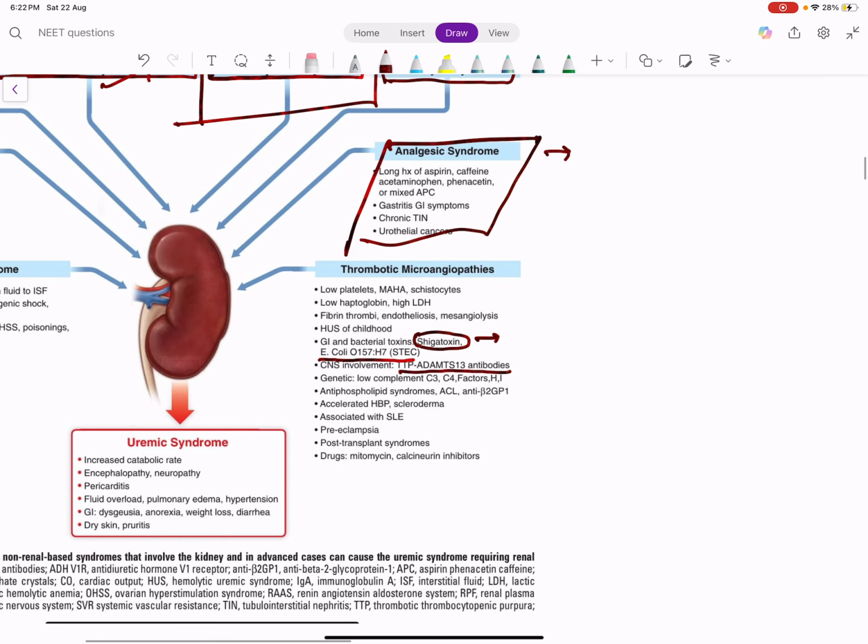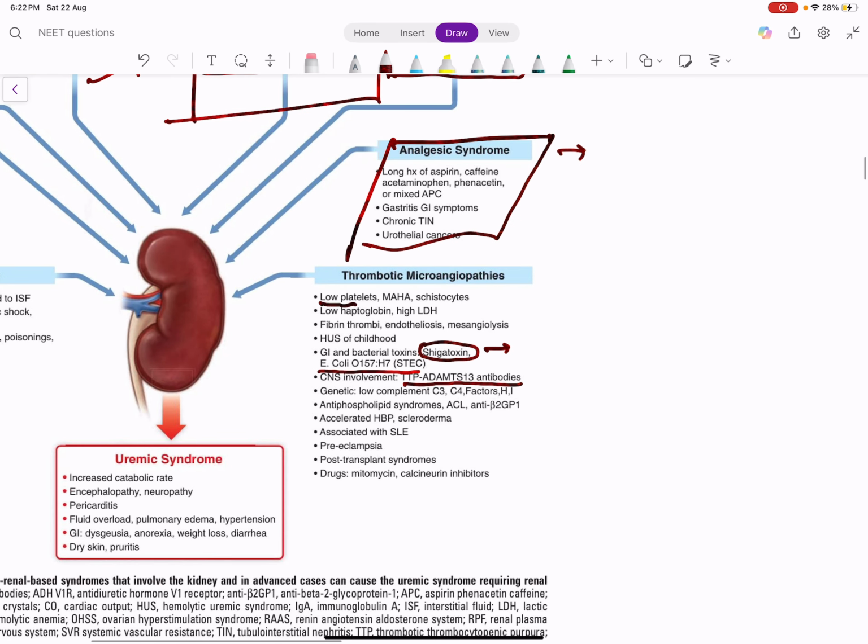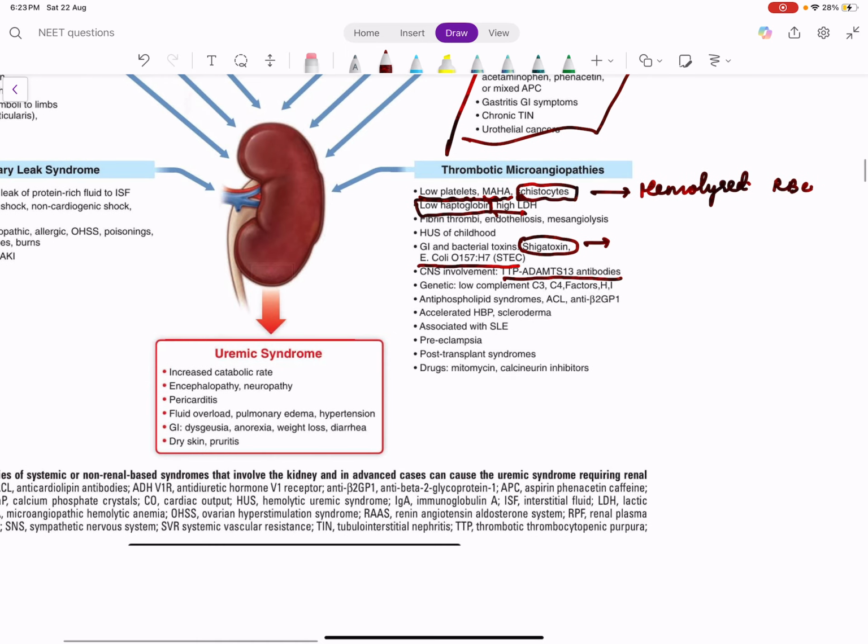So what are the features in TMA? Low platelets because of consumption coagulopathy, microangiopathic hemolytic anemia. Schistocytes are seen in the peripheral blood smear. It is nothing but hemolyzed RBCs. High LDH and low haptoglobin is also a marker of hemolysis. Don't get confused, just remember there's something called haptoglobin. So all this is going to affect the kidney.